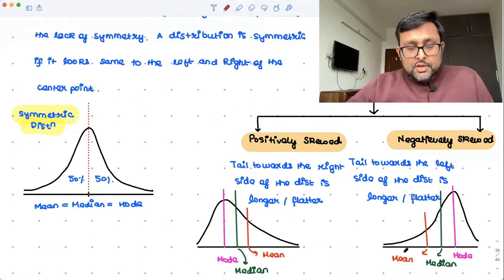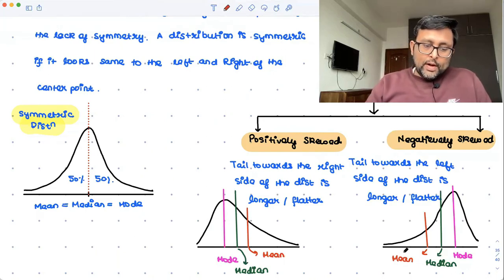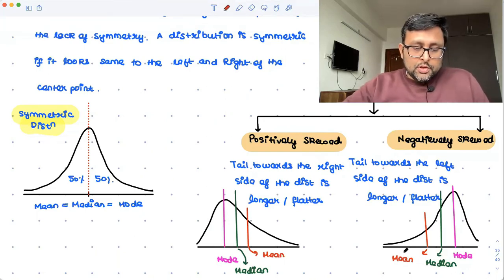Right? So for the positively skewed distribution, you guys could see that the mean is greater than mode and median, while for the negatively skewed distribution, your mean and median are going to be less than the mode, right? So here mean is greater than median is greater than mode. Here mean is less than median is less than mode, like this, right? So this is about the two different kinds of asymmetric distribution.